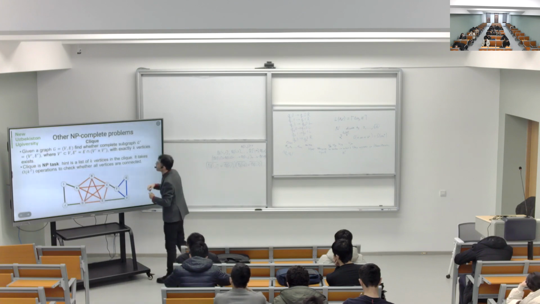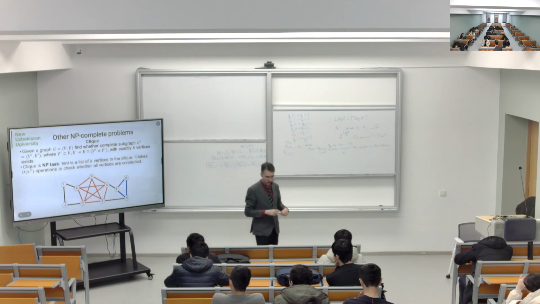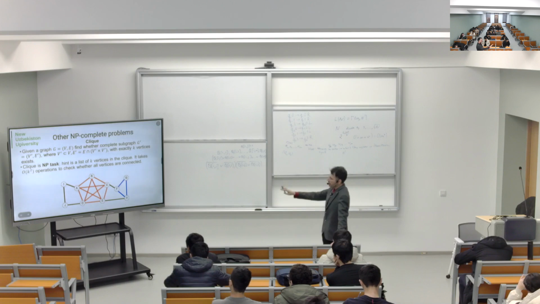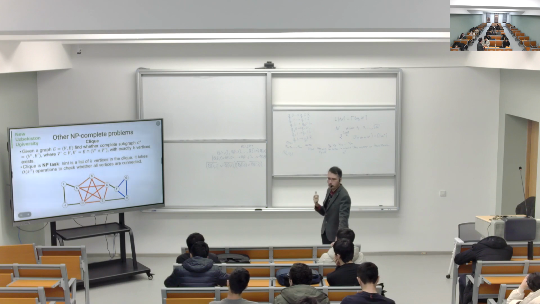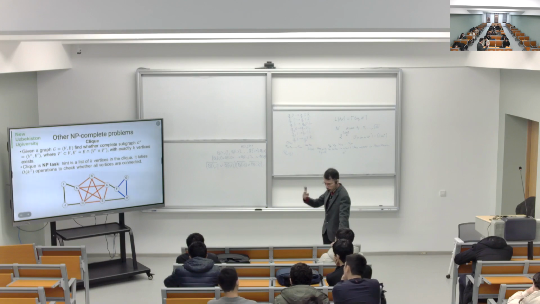Let's take a look at other NP-complete problems. The first problem is to find a clique. So what is a clique? Let's say that we have some graph, and we already know what a complete graph is. A complete graph is when any vertex is connected to any other vertex. So there are edges connecting all possible pairs of vertices.